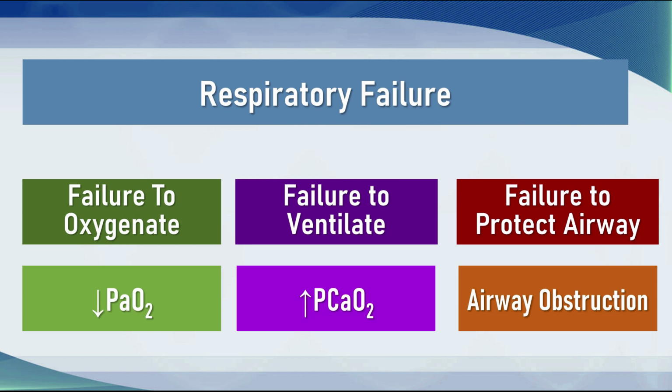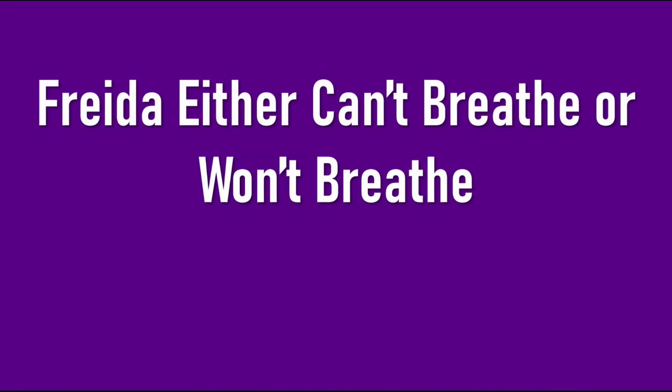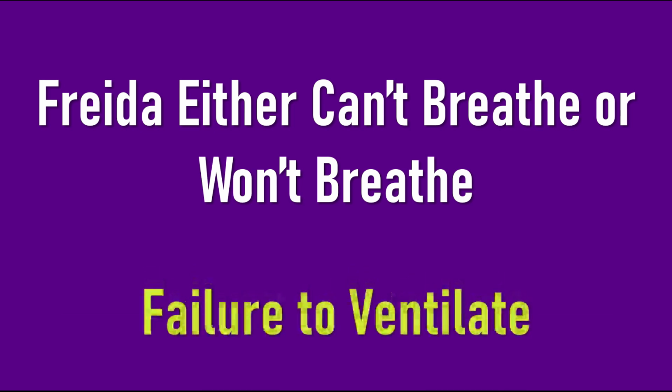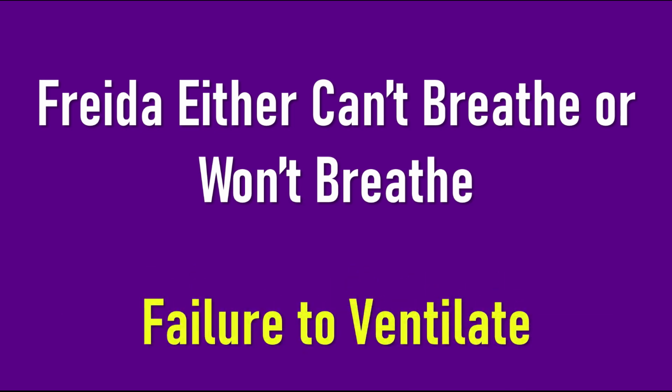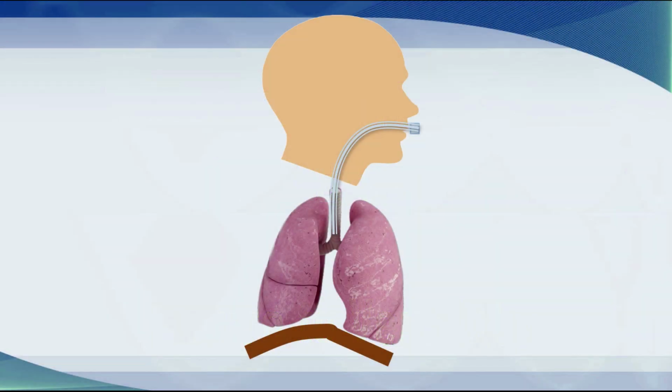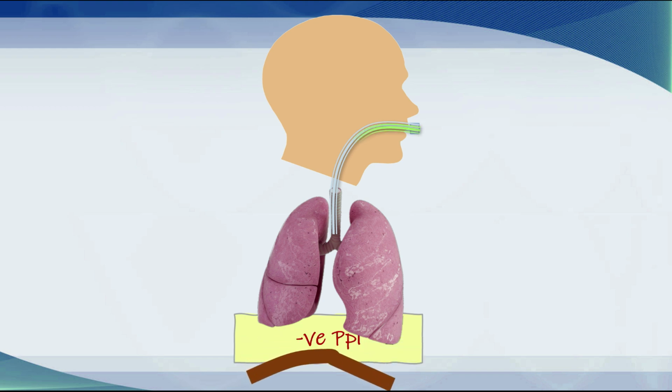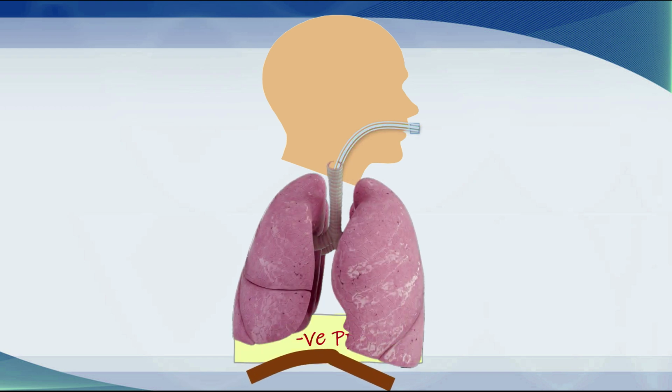Let's go back to Freida. Freida either can't breathe or she won't breathe, so she is failing to ventilate. Ventilation refers to the process of moving air in and out of the lungs. Inward flow, triggered by diaphragmatic movement, delivers and replenishes oxygen to the alveoli. So it fills up the alveoli with new air.